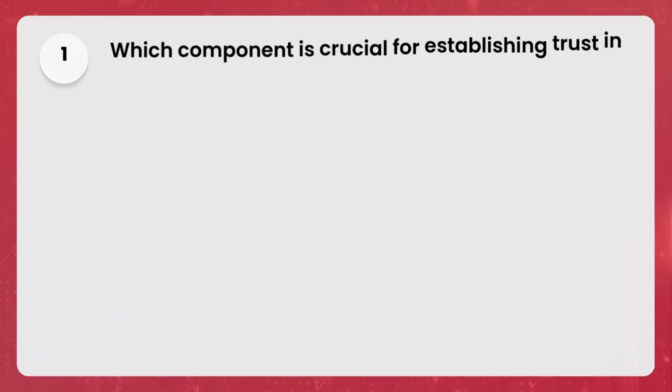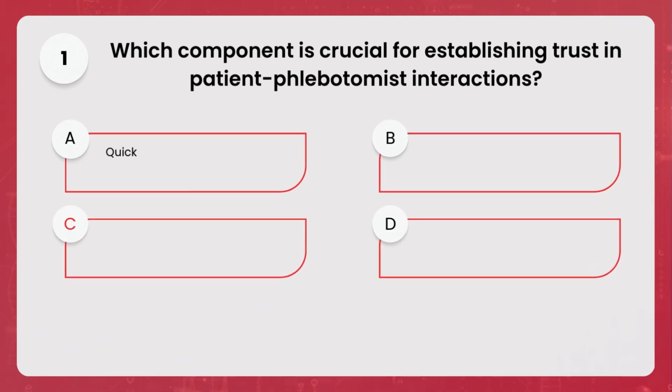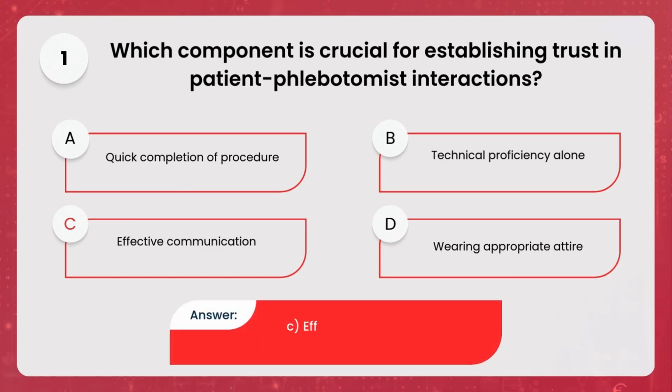Number 1. Which component is crucial for establishing trust in patient-phlebotomist interactions? A. Quick completion of procedure. B. Technical proficiency alone. C. Effective communication. And D. Wearing appropriate attire. The answer is C. Effective communication.